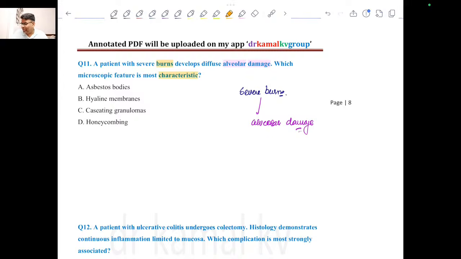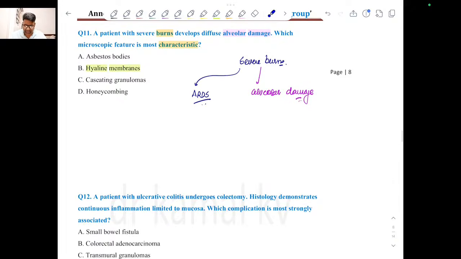Very good Bhuvana, ARDS, yes, perfect. So, here we will see ARDS, and in ARDS we see hyaline membranes. Clear? Because asbestos bodies, caseating granuloma, honeycombing have nothing to do with burns. So, this is how you can go with exclusion also. If you know severe burns, ARDS, hyaline membrane, nothing better than that, but this one you can solve with exclusion also. Yes, acute respiratory distress syndrome.